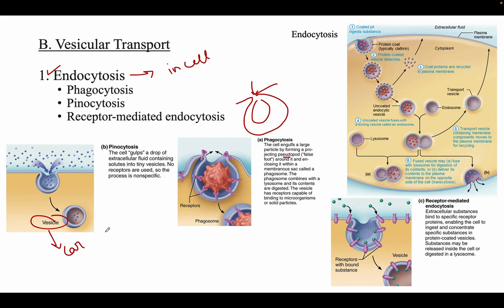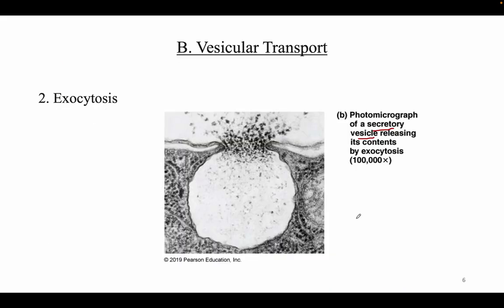So pinocytosis is the simplest one. Phagocytosis is for larger substances, and therefore it forms pseudopods. And receptor-mediated means there is a receptor involved, so specific types of substances will get transported like this.